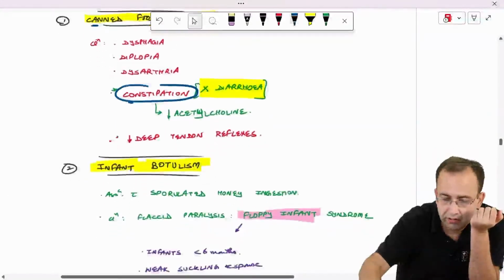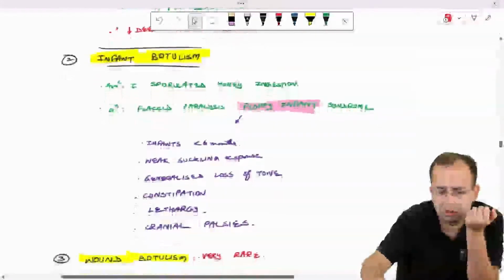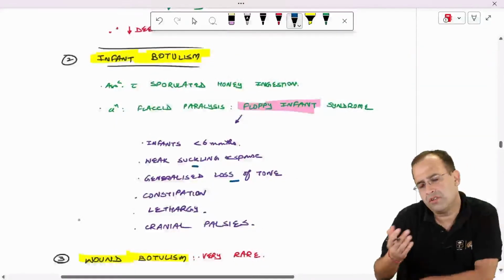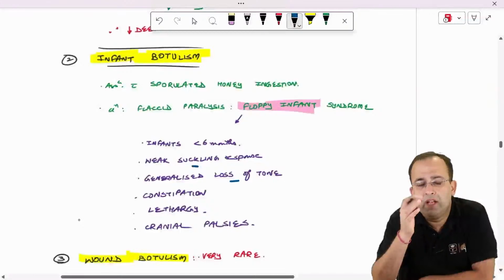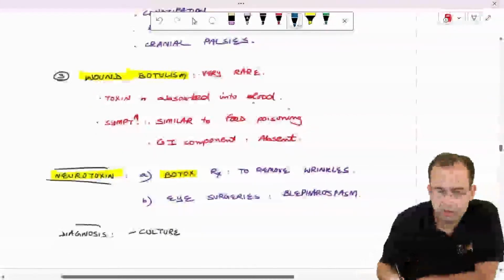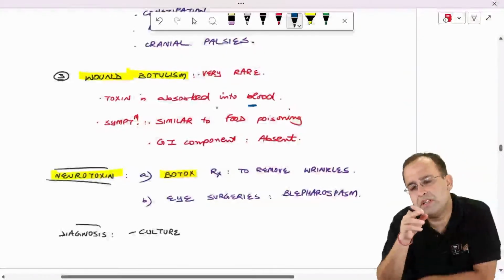So it is a floppy infant syndrome. The infant is not moving. There is generalized loss of tone, weak suckling. He is constipated, lethargic. Infant botulism. And wound botulism is very rare. It is because of toxin being absorbed into blood. It is similar to food poisoning, but GI symptoms are absent.